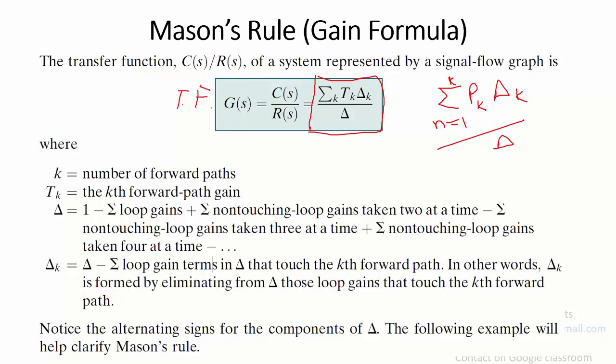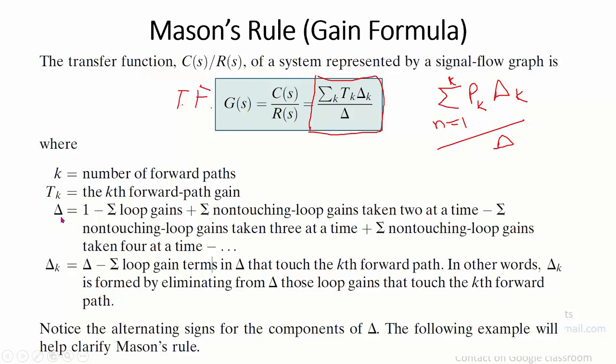K is the number of forward paths. So after obtaining the SFG, you will have to identify the number of forward paths present, and that will correspond to the value of k. Then Tk is the kth forward path. So you'll be having terms like T1, T2, T3, T4. That again depends upon how many forward paths you identified in the SFG.